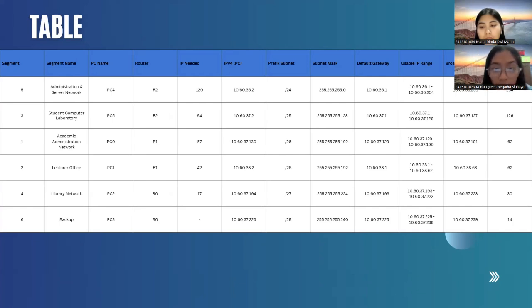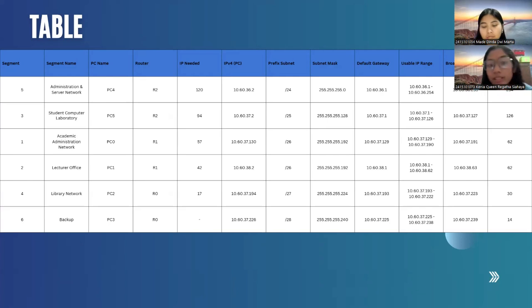The fourth one is Library Network, which has the subnet mask of 224 with the default gateway 37.193, ranging from 193 to 222. But the broadcast address is 37.223 and usable of 30. Then we got the backup, which is the sixth segment we use as backup, which is in PC3. We have the address 37.226 with a subnet mask of 240, and the default gateway 37.225, ranging from 37.225 to 37.238. And then we have the broadcast address of 37.239 with a total usable of 14.